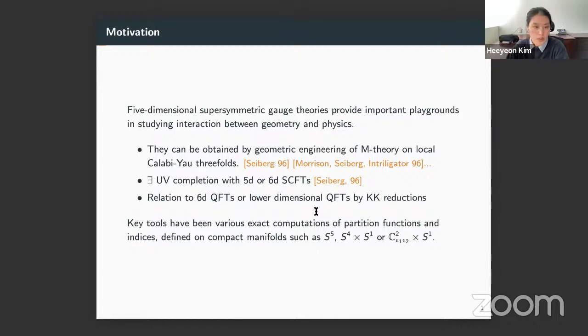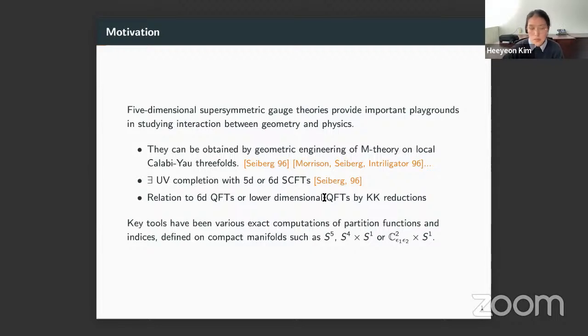Okay. So let me start from some motivations. In the last couple of decades, five-dimensional supersymmetric gauge theories have been studied, especially in the context of studying the interaction between geometry and physics. The reason they are interesting is that these theories can be obtained by geometric engineering of M-theory on local Calabi-Yau threefolds. In general, 5D gauge theories are perturbatively non-renormalizable, but string theory predicts that there exists a class of five-dimensional supersymmetric gauge theories that admits a UV completion with 5D or 6D superconformal field theories.